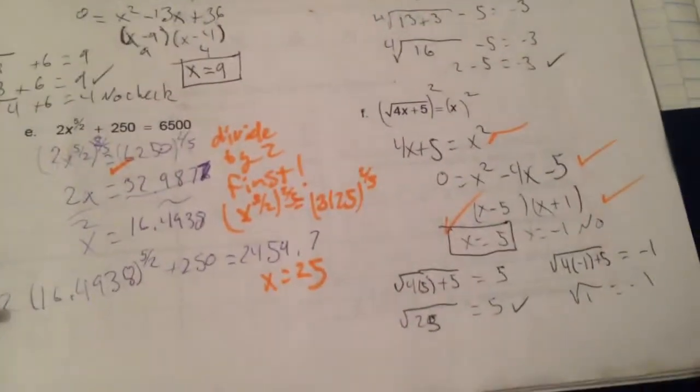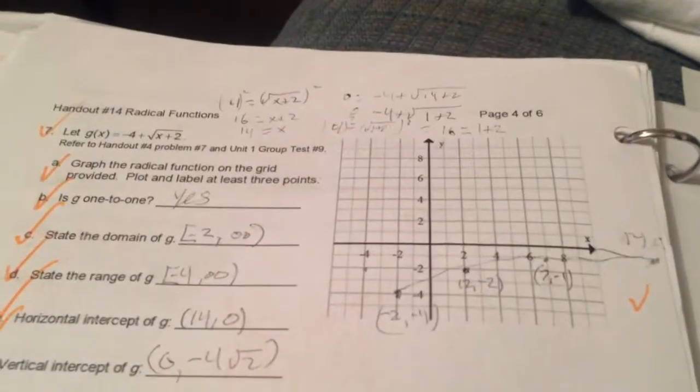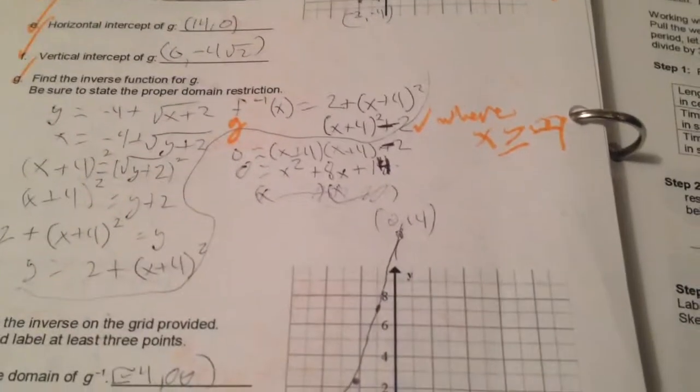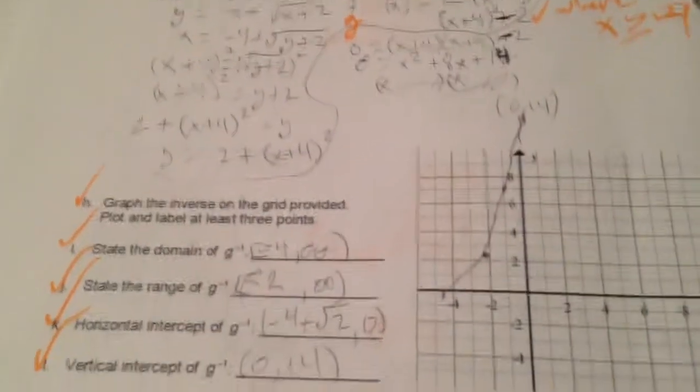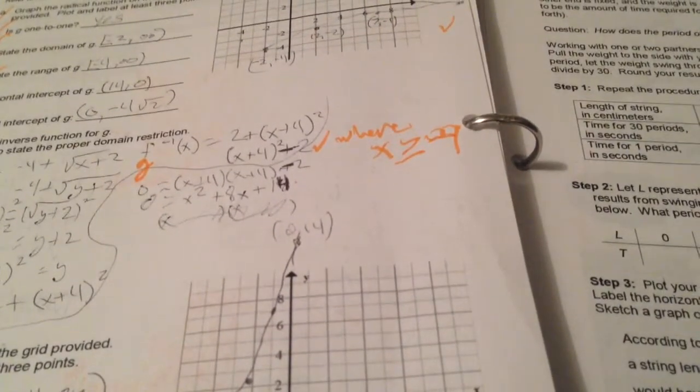Got mixed up on my order of operations here. Once again, forgot to say where x is bigger than or equal to. I believe it's 4. Yeah, 4. The swing of a pendulum had no answer, and I didn't know how to do that, so I didn't.